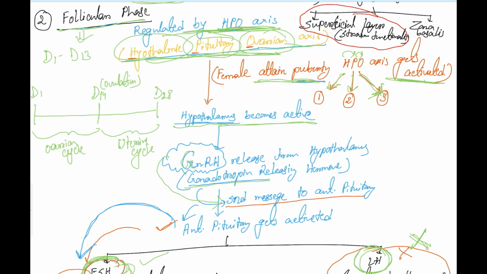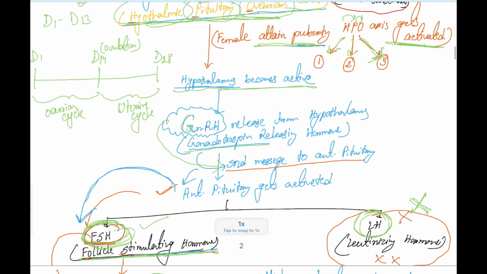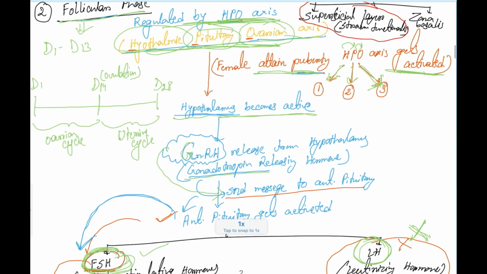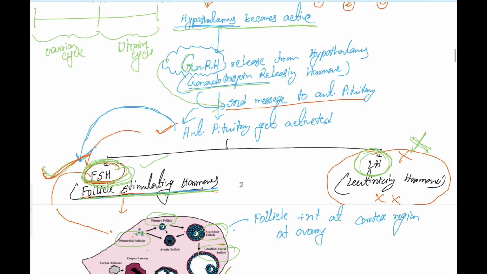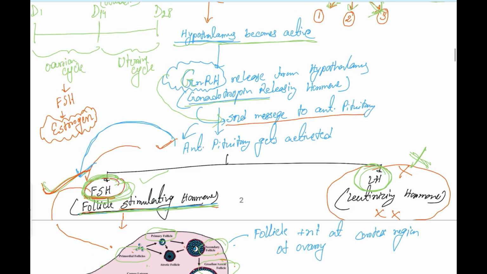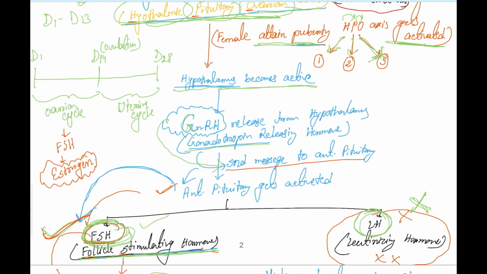Now if I ask you, ovarian cycle means the follicular phase, this ovarian cycle is initiated by which hormone? What will you answer? You will answer FSH hormone, okay. This FSH has an important role to initiate the follicular phase, because once FSH acts on the follicle, those follicles will secrete estrogen, and this estrogen is the main hormone in the follicular phase. But which hormone initiates the follicular phase or ovarian cycle? The answer will be FSH.